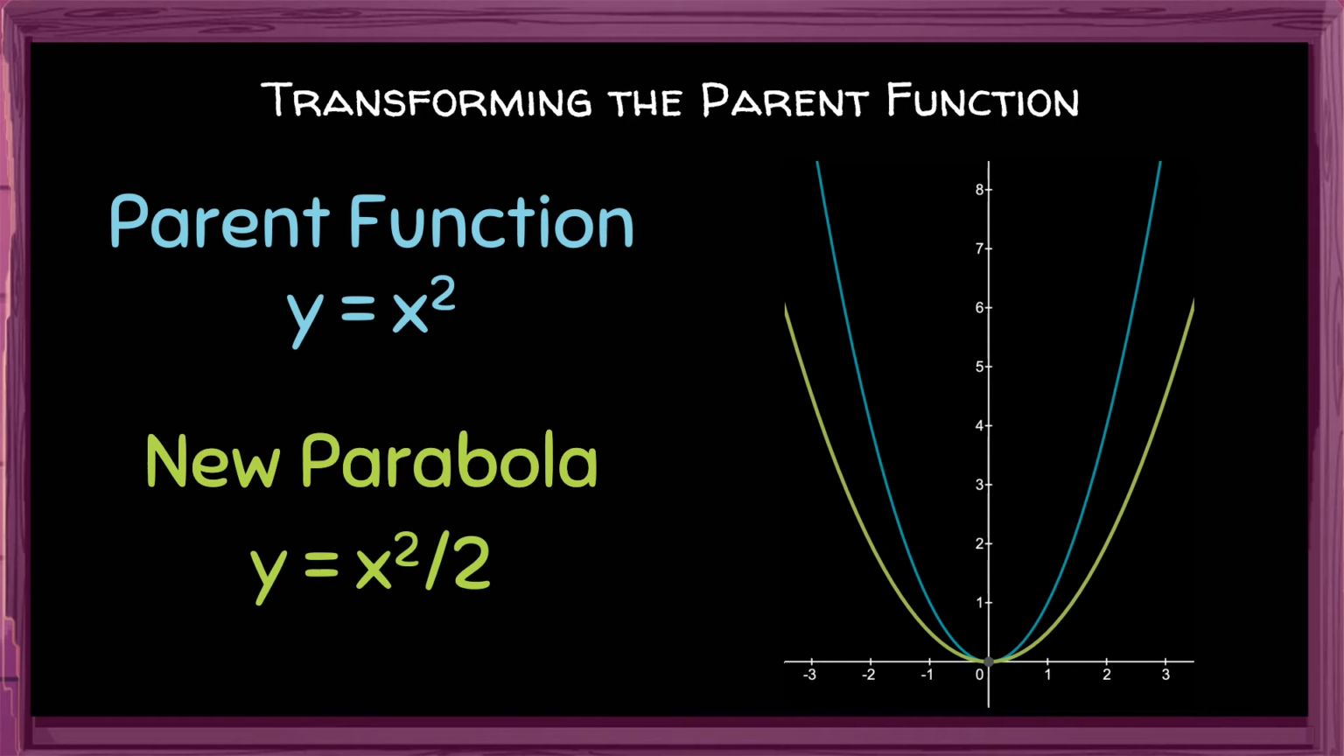To turn any parabola upside down, we just multiply it by -1. Negatives make the parabola frown. So wouldn't we just turn this equation into y equals negative x squared divided by 2?